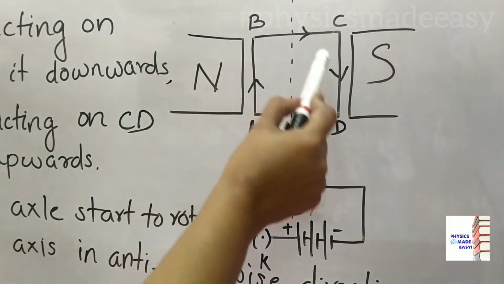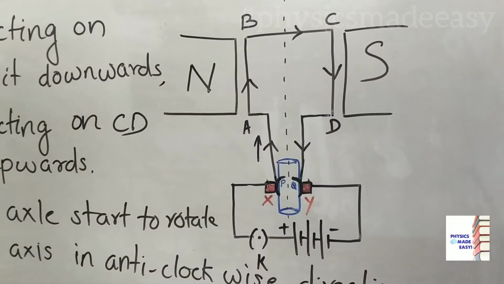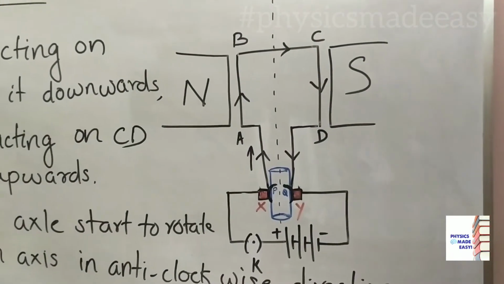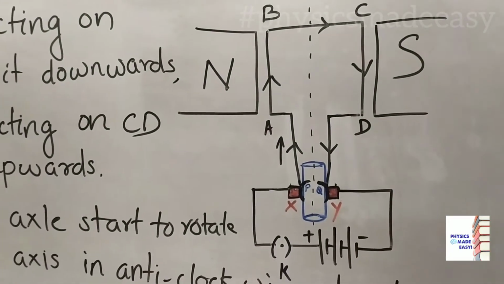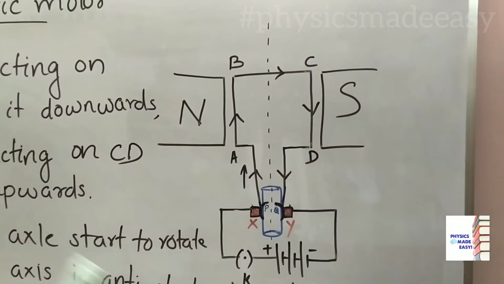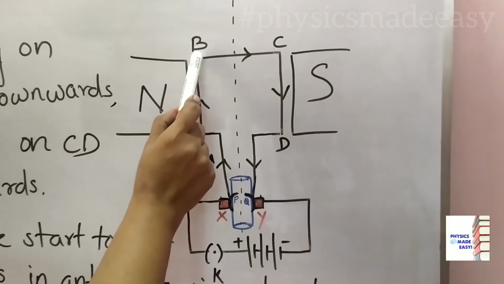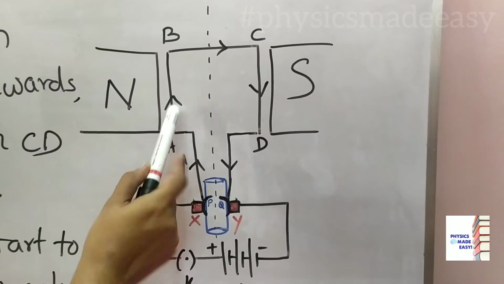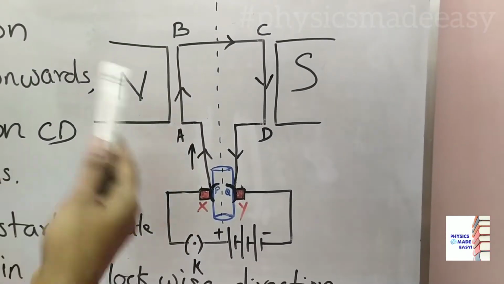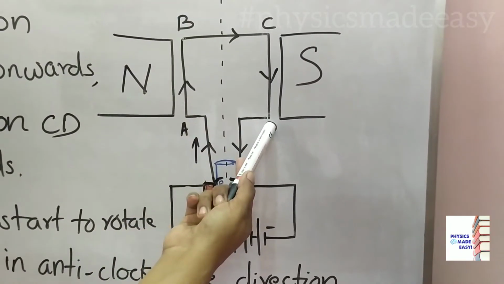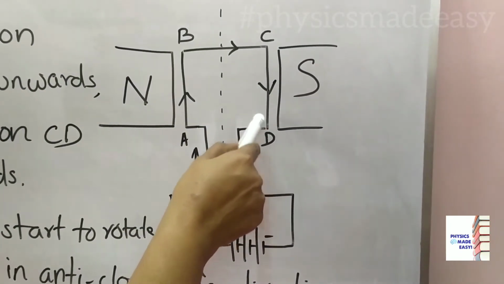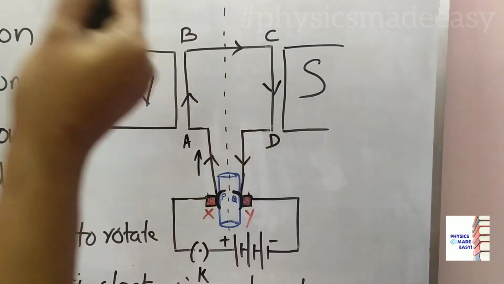Then what will happen to CD? You know children, if the direction of current is changing, the direction of motion of that conductor will be changed. Here AB moves in the downward direction. Here the current is in the opposite direction, so we can say CD will move upwards.